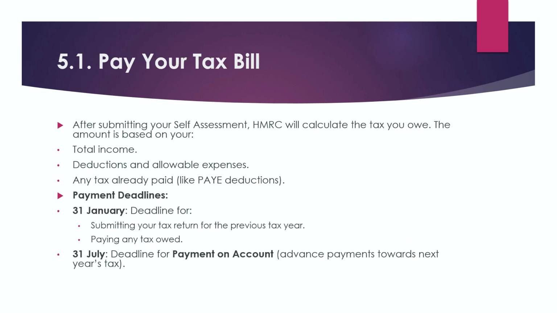5. Pay your tax bill. After submitting your self-assessment, HMRC will calculate the tax you owe. The amount is based on your total income, deductions and allowable expenses, any tax already paid, like pay deductions. Payment deadlines. The 31st of January, deadline for submitting your tax return for the previous tax year. Paying any tax owed. The 31st of July, deadline for payment on account, advance payments towards next year's tax.